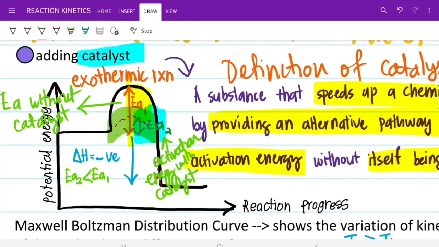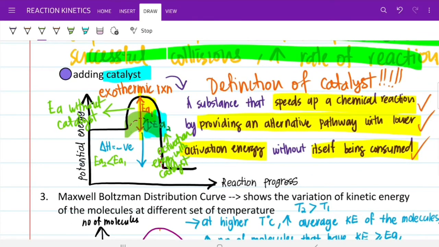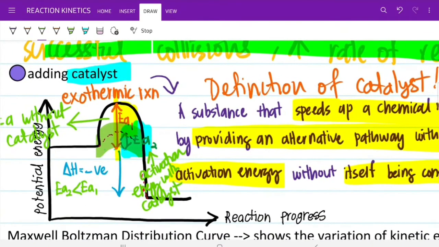So how are you going to explain the effect of adding a catalyst on increasing the speed of reaction? First, give the definition of the catalyst, this long definition, and secondly, draw the energy profile diagram. If the reaction is exothermic, then draw the energy profile diagram for an exothermic reaction. But if the reaction is endothermic, then you have to draw the energy profile diagram for an endothermic reaction.